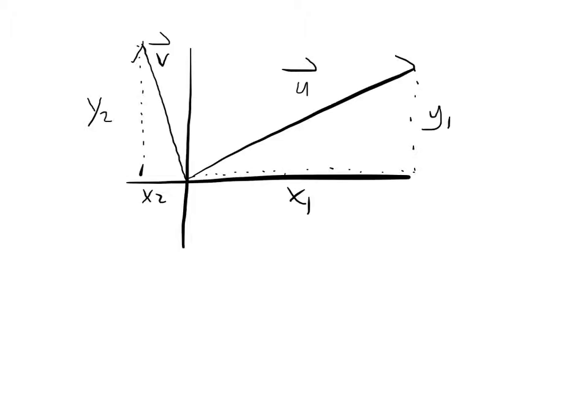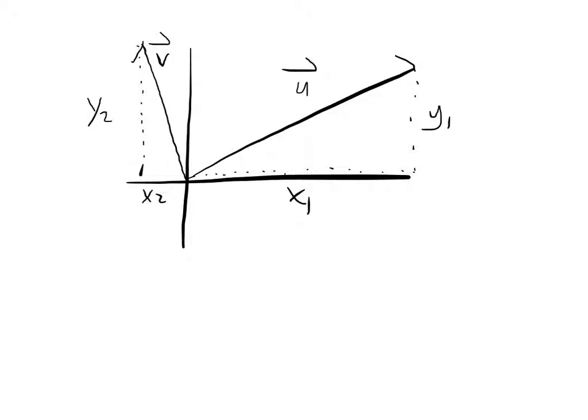Consider two vectors u and v with their tails at the origin, and consider their component forms, x1, y1 and x2, y2. We know that these two vectors will be perpendicular, and another fancy word they're going to give you for perpendicular is orthogonal. Two vectors are orthogonal if the slopes of the lines containing the vectors are negative reciprocals of each other.